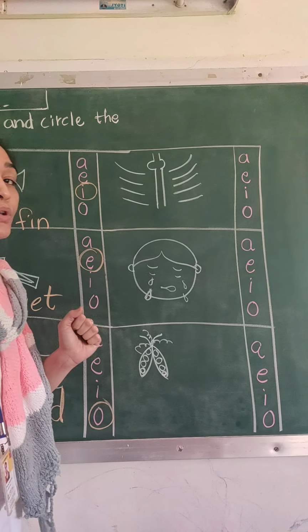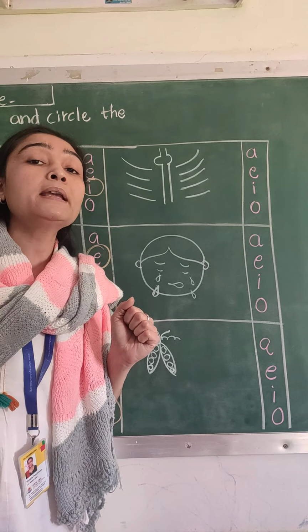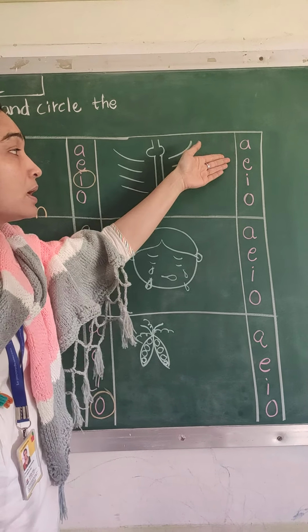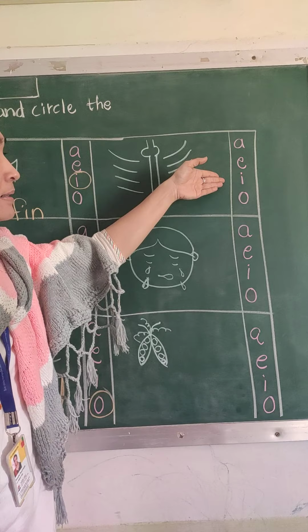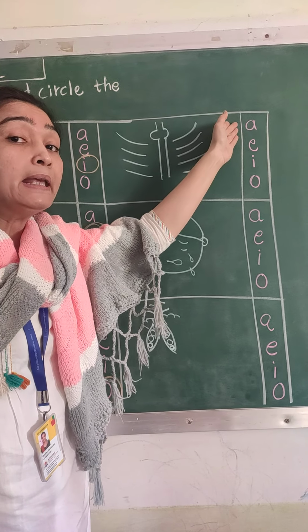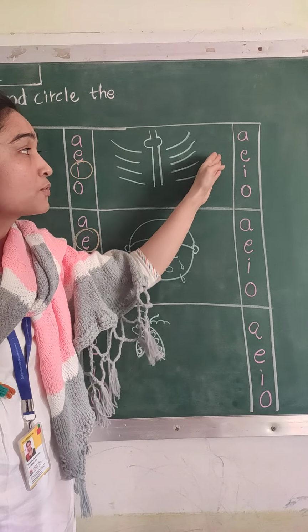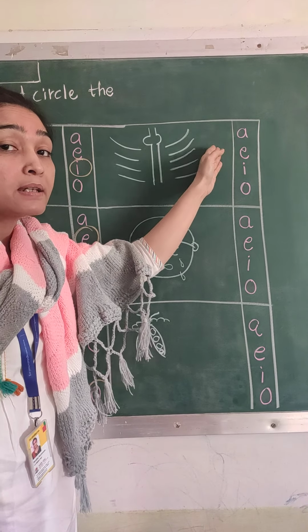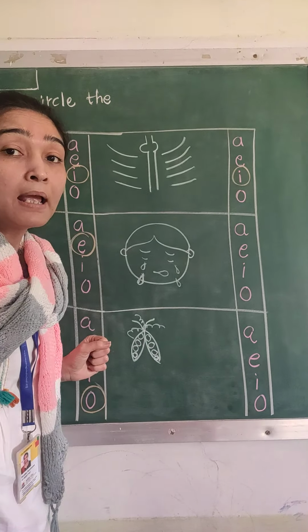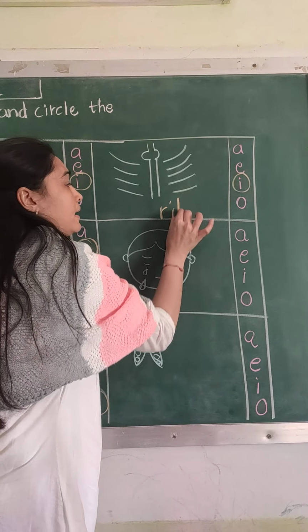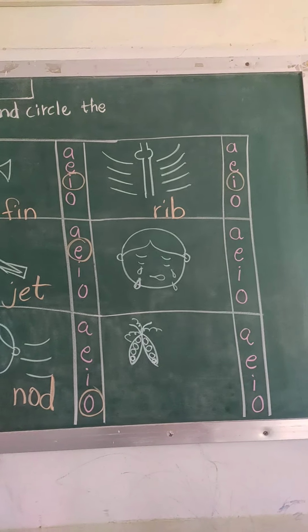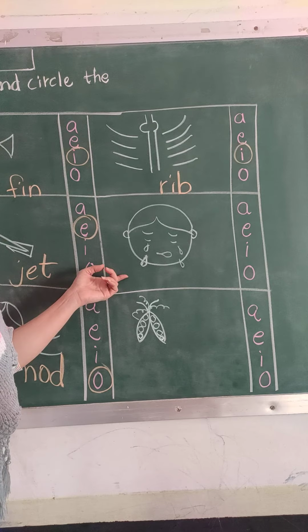Next is the picture of rib. Rib. What do you hear when I say rib? Which sound do you hear? O, I, E, A. I is the sound of which letter, children, out of these two? Which letter? Vowel I. Rib.